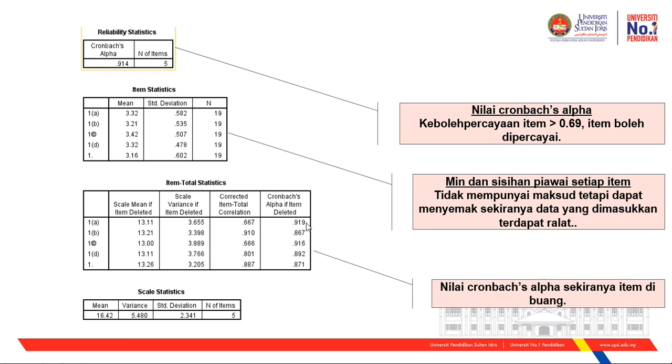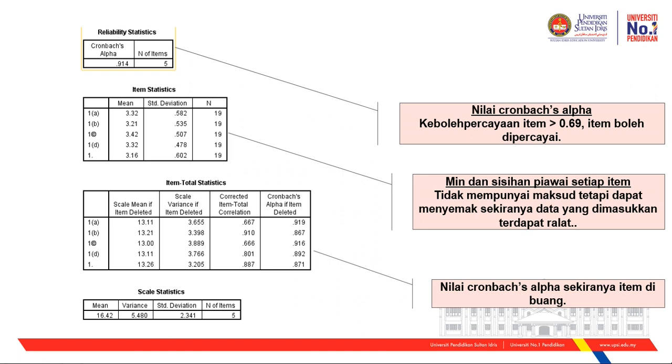So there is an output like this. If you can see here, Cronbach alpha if item deleted, meaning item 1A: if this item is deleted, your Cronbach alpha will be 0.9. The last item here, number 1: if you delete this item, your score for Cronbach alpha is 0.8.